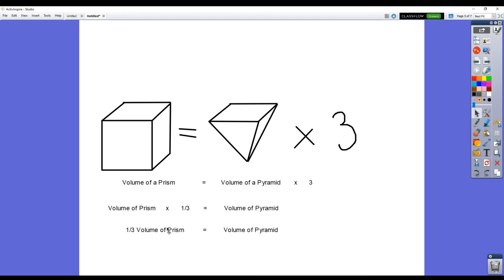Well, we know the formula for the volume of a prism. The formula for the volume of a prism is capital B times H, area of the base times height. So 1/3 of the area of the base times the height equals the volume of a pyramid. The short way to write all of that is just 1/3 capital B times H equals the volume of a pyramid.